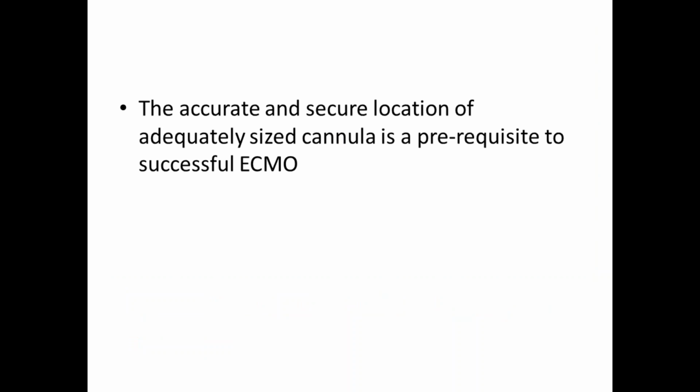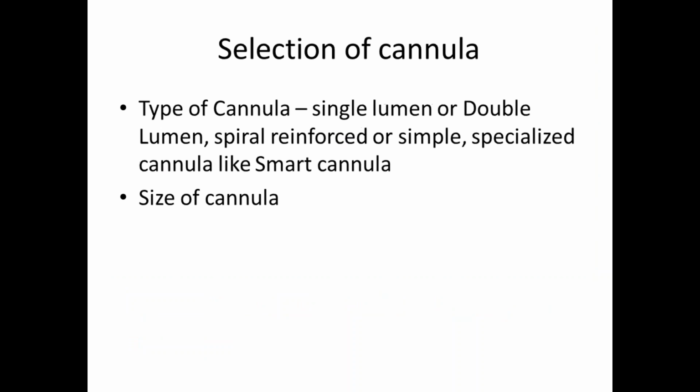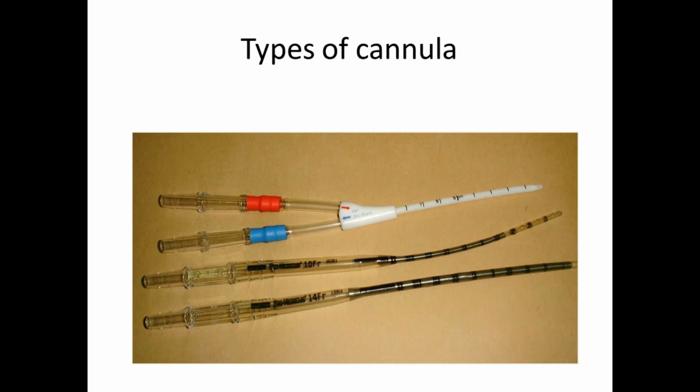Accurate and secure cannulation with an adequately sized cannula is a prerequisite of successful ECMO. Type of cannula: single lumen or double lumen, spiral reinforced or simple cannula. You have a smart cannula or Avalon cannula, different types of cannulas available, you have to select that. Anyway, smart and Avalon cannulas are not available here. And you have to select the size of the cannula.